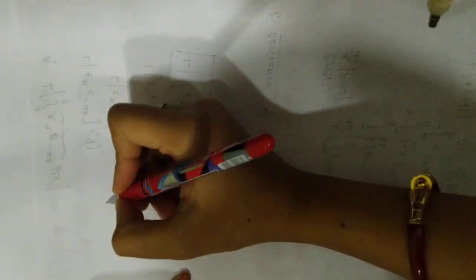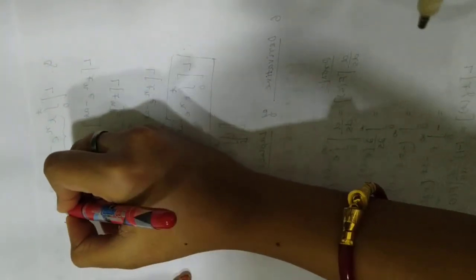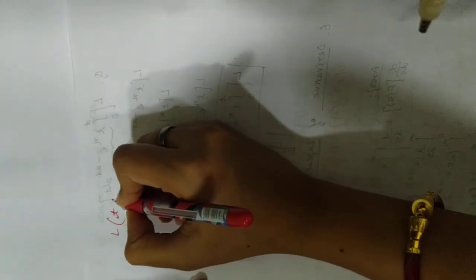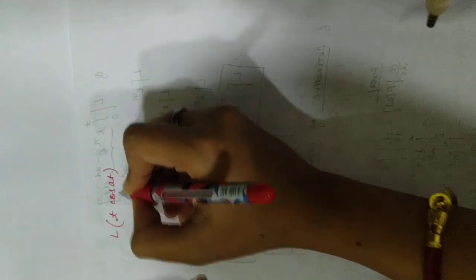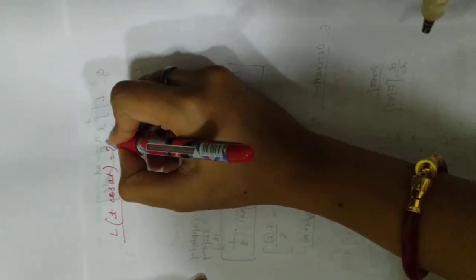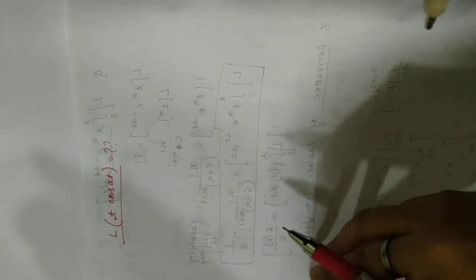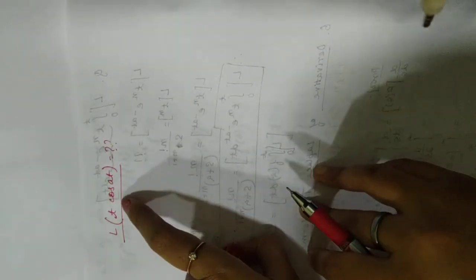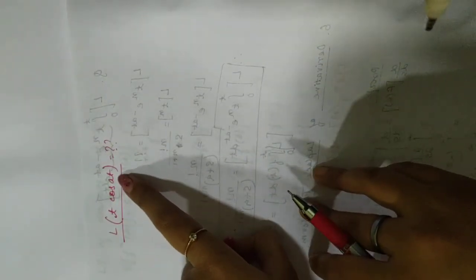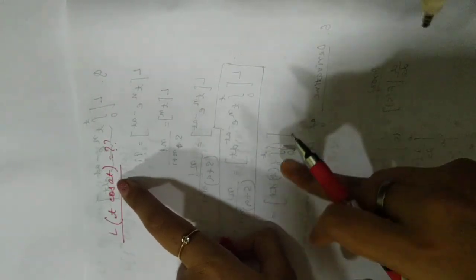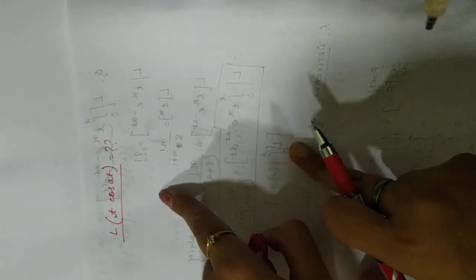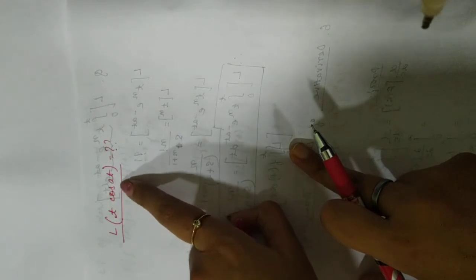So let's solve the problem. Find the Laplace transform of t cos at, right? We need to find this. Okay. So how do you know what to use? Over here, what you can see, we know the Laplace transform of cos at, right? We have already found it. It is just s divided by s square plus a square. So we know the Laplace transform of cos at.